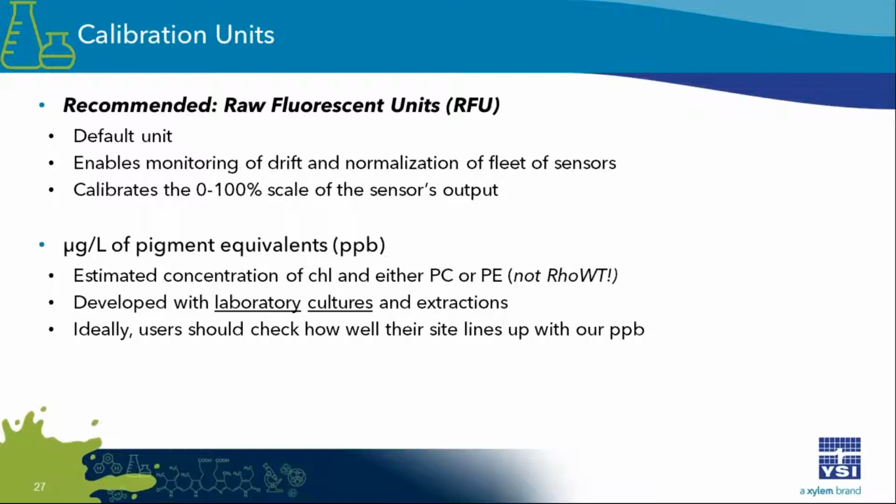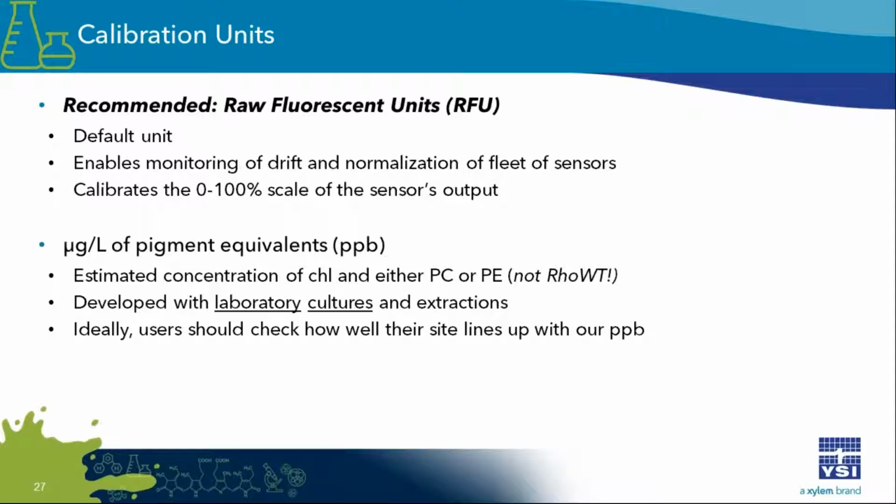If you recall me mentioning that every sensor has a unique power output, what the raw fluorescent unit does is it really calibrates the 0 to 100% scale of that output. So if you calibrate that scale for every sensor you're using, it makes it much easier to monitor for drift and to normalize a whole fleet of sensors. If you have a group of sensors that you're using on multiple instruments, I believe that the raw fluorescent unit is a better way to go.